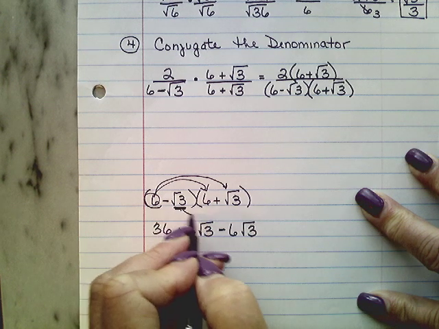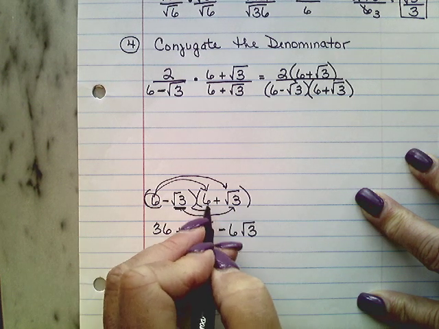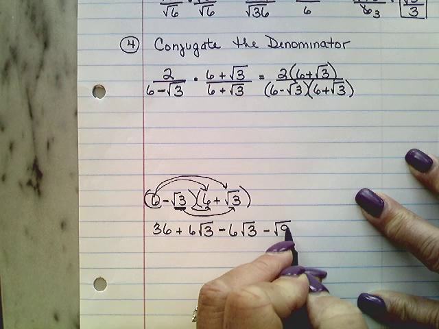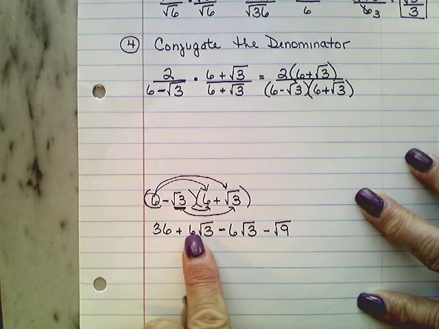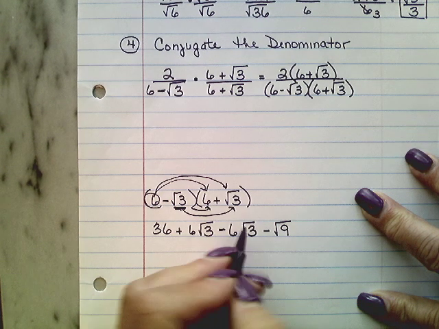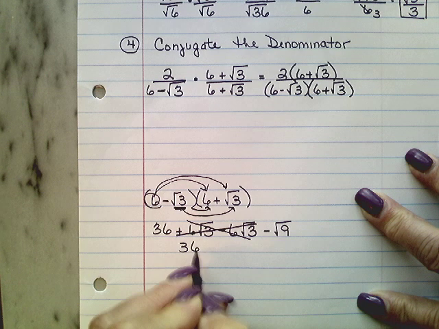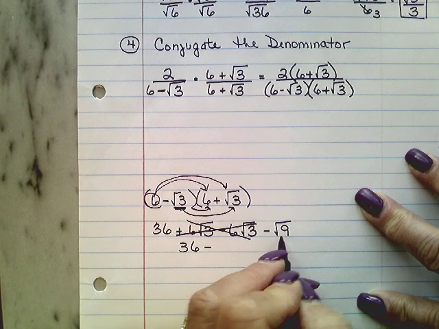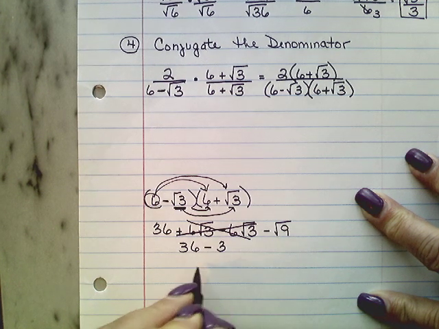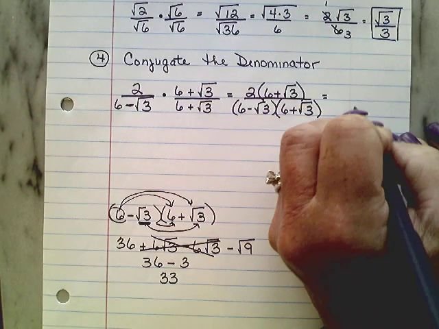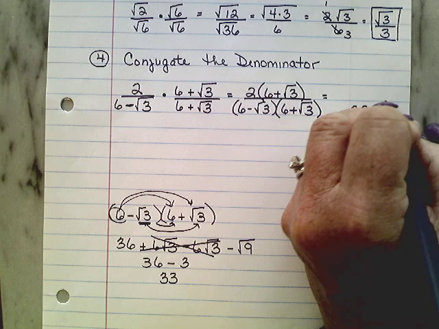And then square root of 3 times the square root of 3 is going to give you minus the square root of 9. Now because one is positive and one is negative here, they cancel each other out. So I am left with 36 minus the square root of 9, which is 3. So my denominator now becomes 33.